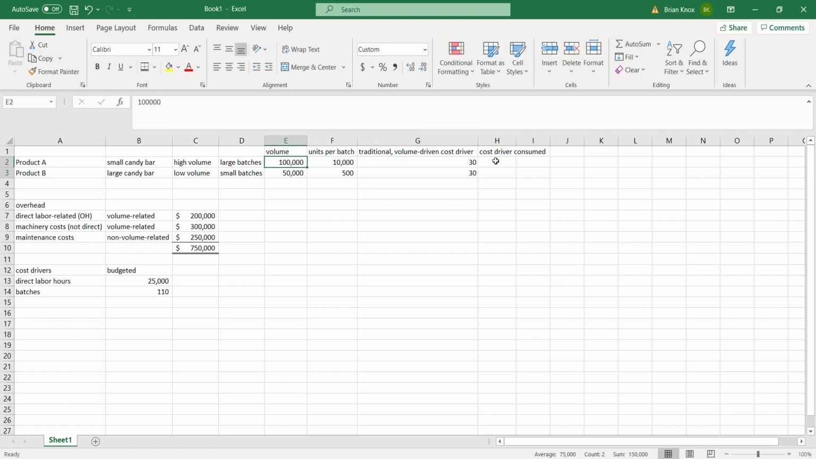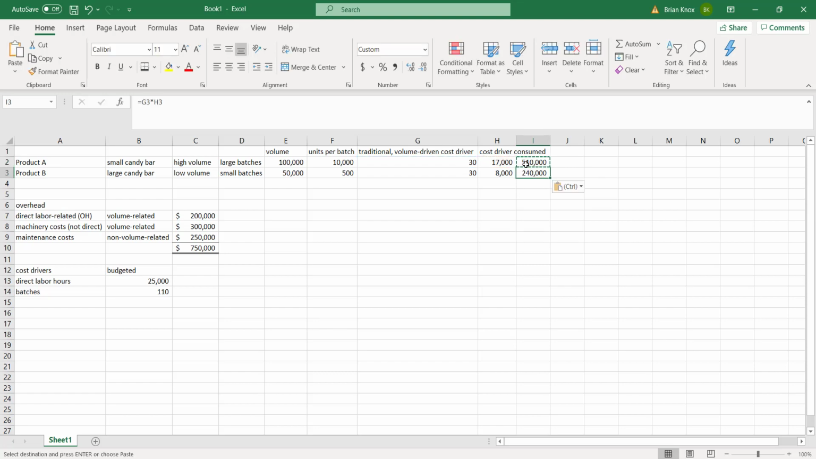So we have 150,000 units total. We're dividing our direct labor hours at 25,000. So let's just go ahead and say we have about 17,000 here and 8,000 here. That should equal 25,000. Great. So that's the cost driver consumed. And now we can apply each of these ratably.